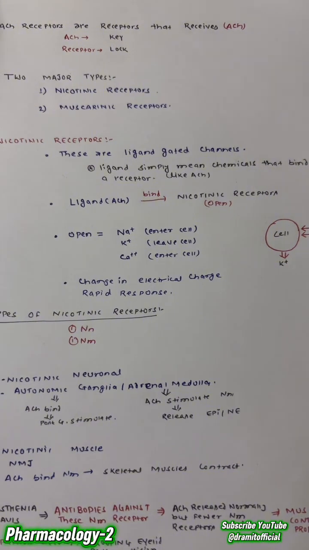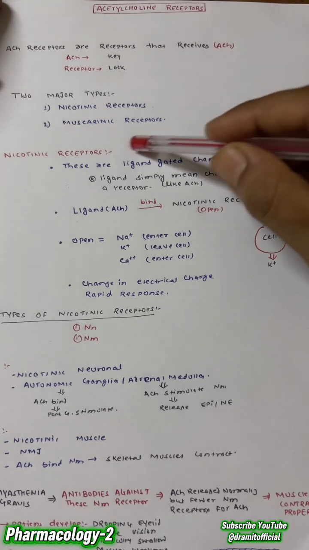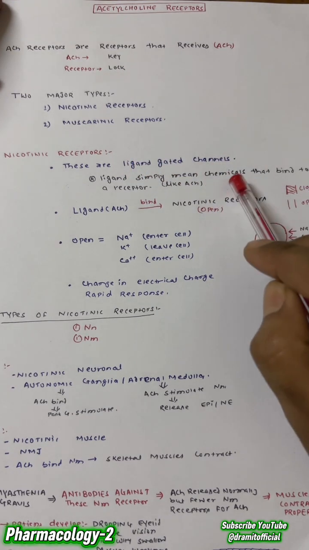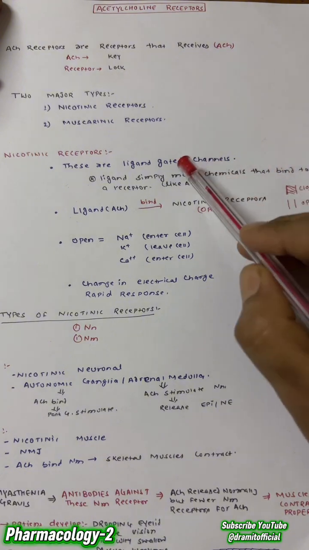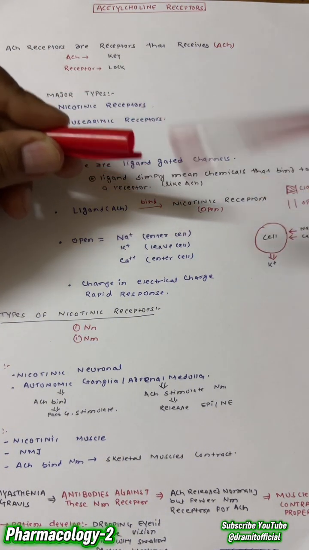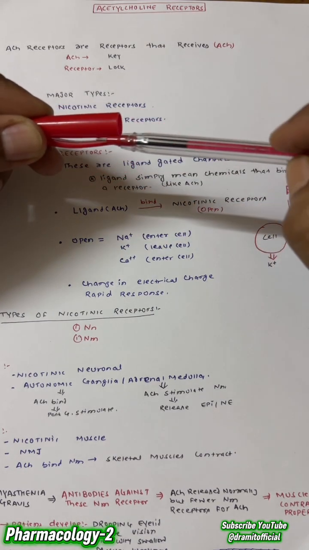The first point about nicotinic receptors is that they are ligand-gated channels. Don't get confused by this word ligand. A ligand simply means a chemical that binds to a receptor. Over here the ligand is ACh. So suppose this is a ligand and this is a receptor. If ACh is binding to this receptor, then we call ACh a ligand.